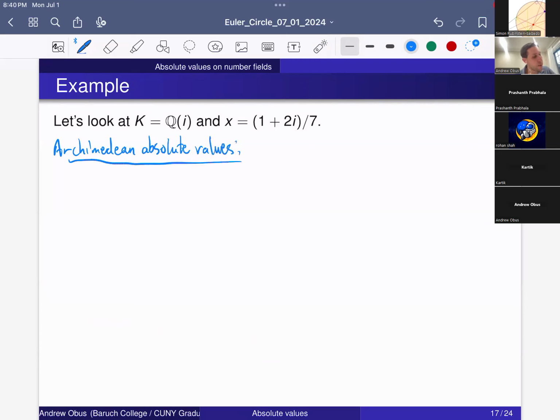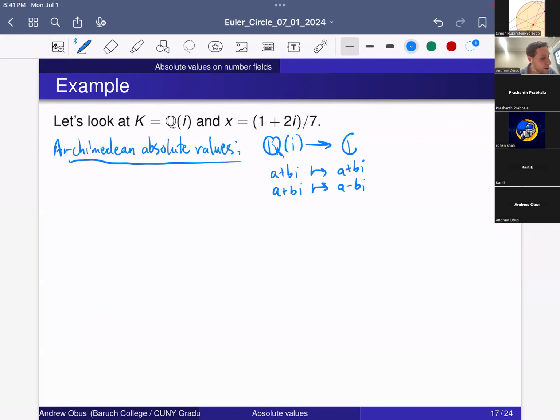Well, we know that all of these come from field embeddings, right? So we have field embeddings from Q(i) to C, and you have two choices. You have a plus bi goes to a plus bi, and a plus bi goes to a minus bi, complex conjugation. Turns out those are the only two ways that you can put these Gaussian numbers into C.